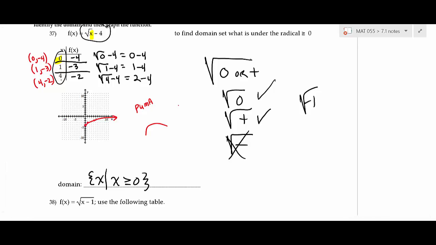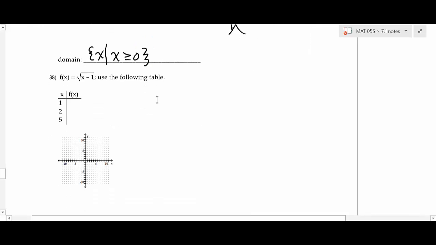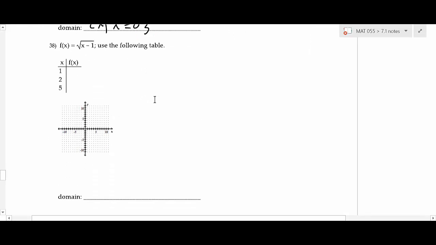I don't test over that, but I like to kind of introduce the idea to you. Okay? All right. So, next problem. Again, I'm giving you a table of values. We are going to fill it in and then plot the function.